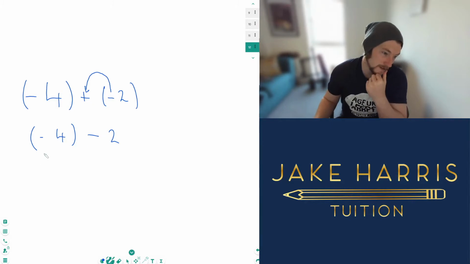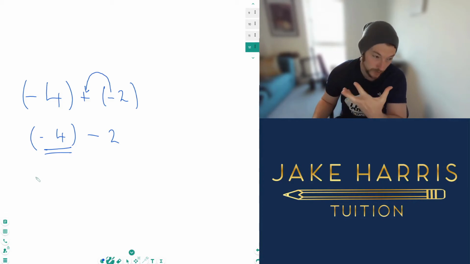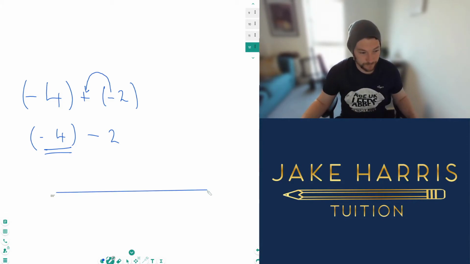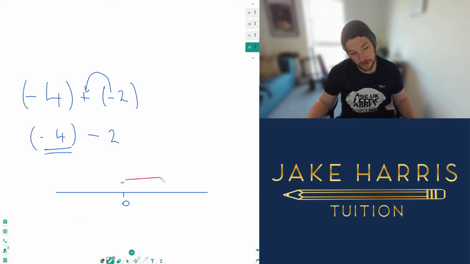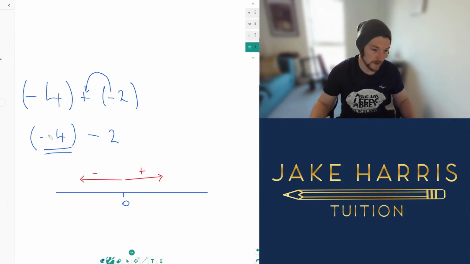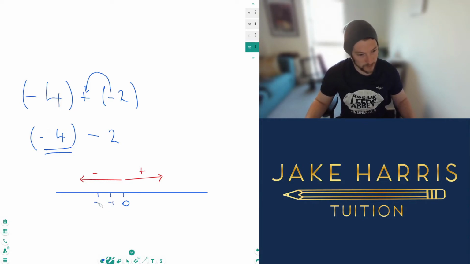Now, when your first number is a negative, the only thing that you can do is draw a number line. And the thing that you must remember with number lines, you can't use a number line if you don't know this: that adding takes you to the right, and subtracting takes you to the left. Minus 1, minus 2, minus 3, minus 4, minus 5, running out of room, minus 6, let's do a few on the other direction as well.